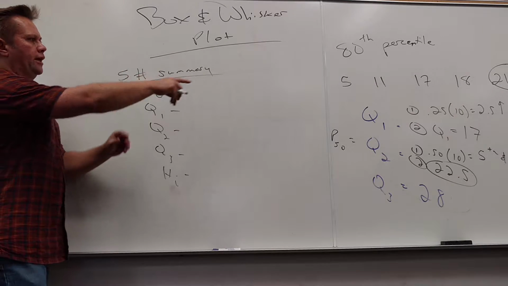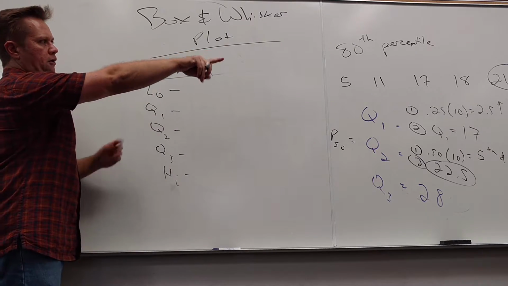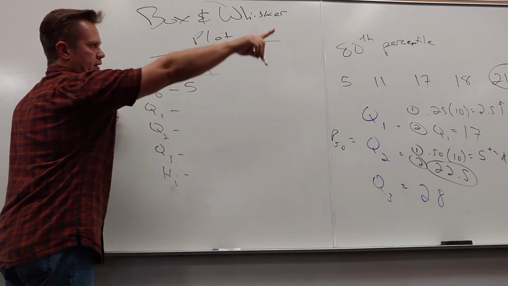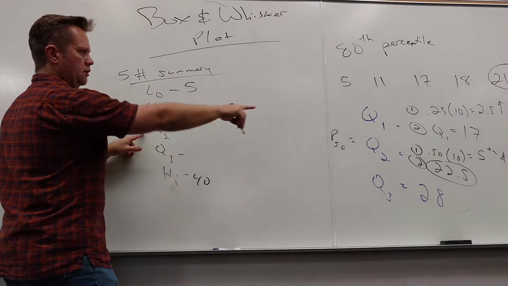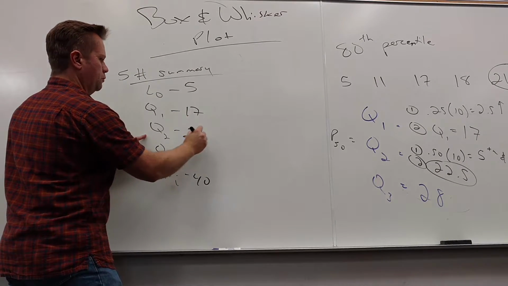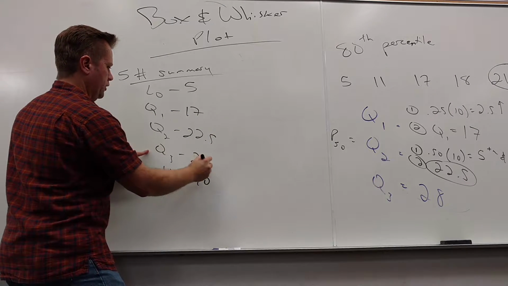So what does this look like for this data? Well, what's the lowest data point? 5. And the highest is 40. And then Q1 we got 17. Q2 we got 22.5. Q3 was 28.